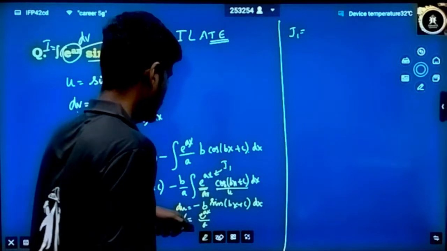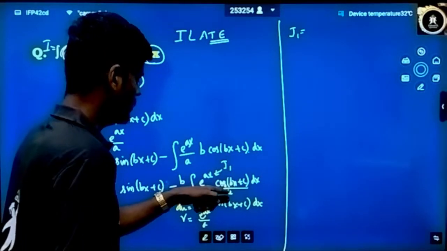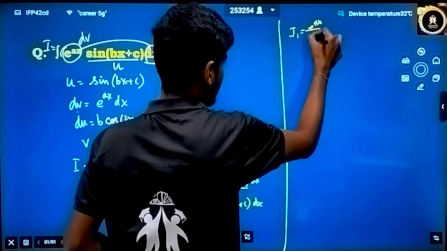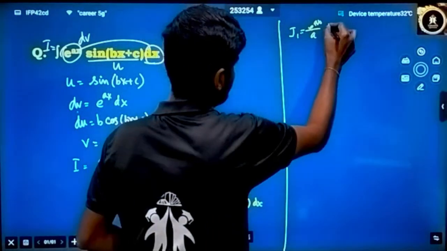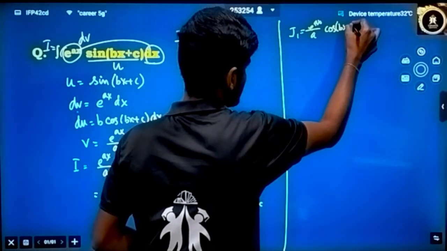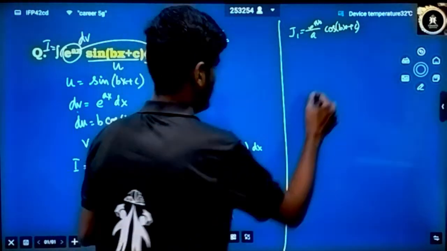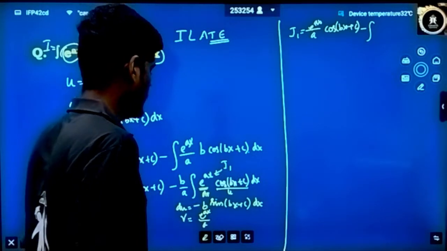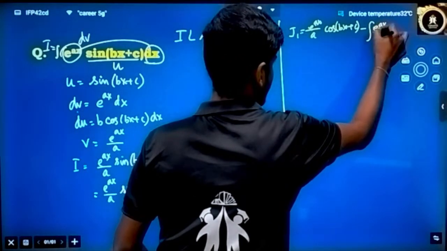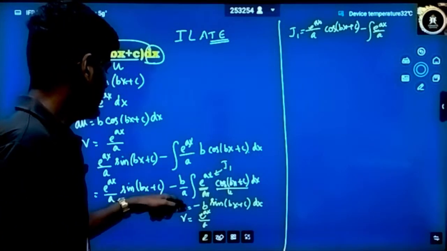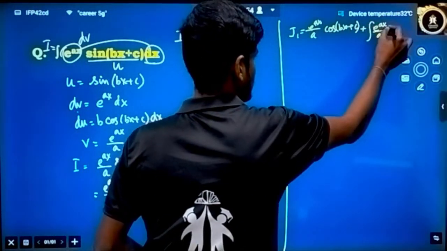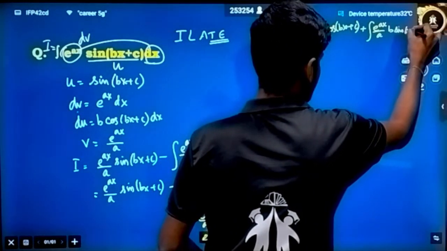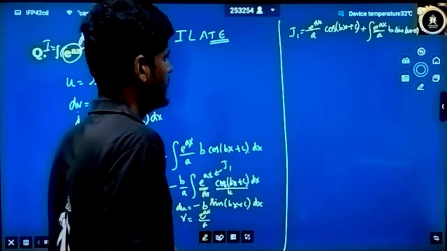Now we will substitute here. So what is the formula? u into v. I1 will be u, which is cos of bx plus c, into v, which is e power ax by a, minus integral of v into du. So v is e power ax by a into du is minus b, so it will be plus b sin of bx plus c dx.